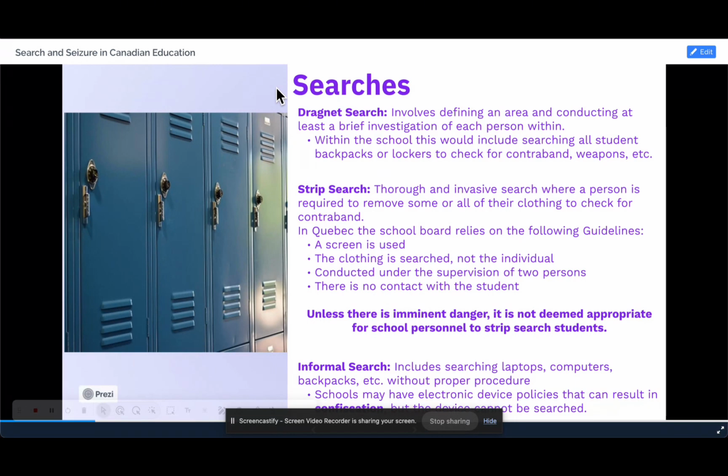Informal searches include searching laptops, computers, or backpacks. Schools can have electronic device policies that result in confiscation, but the device cannot be searched without reasonable suspicion. There's also locker searches when the school provides students with lockers and has control and access to the lockers. A student's expectation of privacy in regard to the locker is at the lower end of the scale. Students have the right to know about the limits the school is placing on their reasonable expectations of privacy in regard to lockers. And as stated by McKay and others, the simple course of action for schools is to dispel any notion of privacy by notifying students that their locker is in fact school property and may be subject to search at any time.